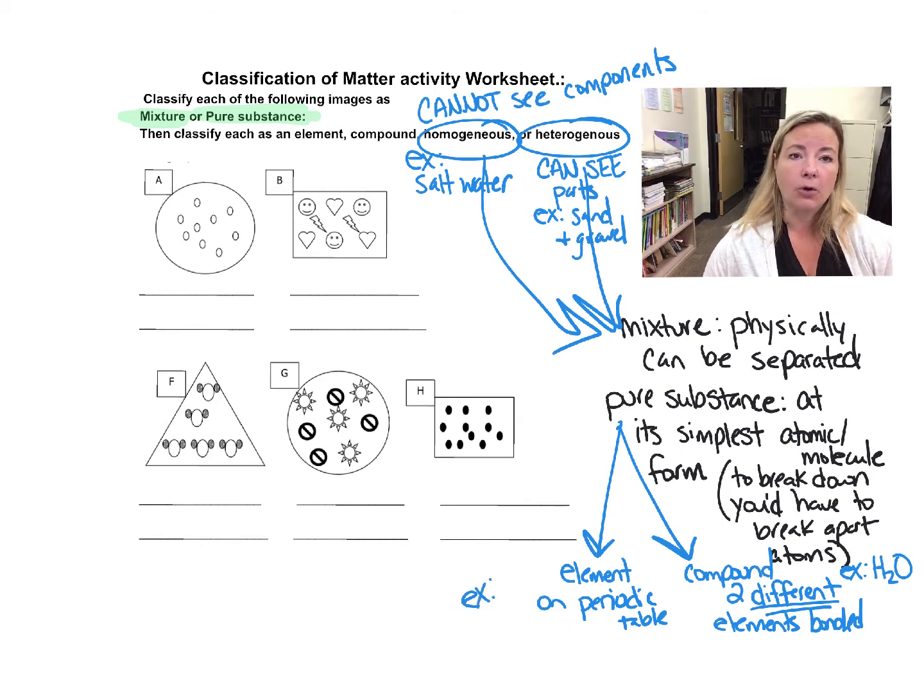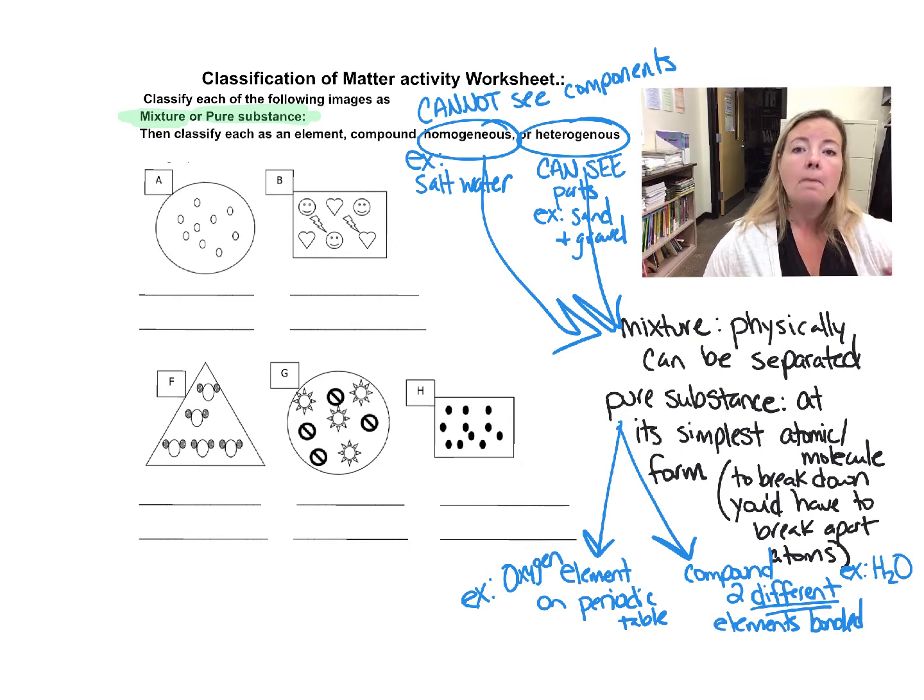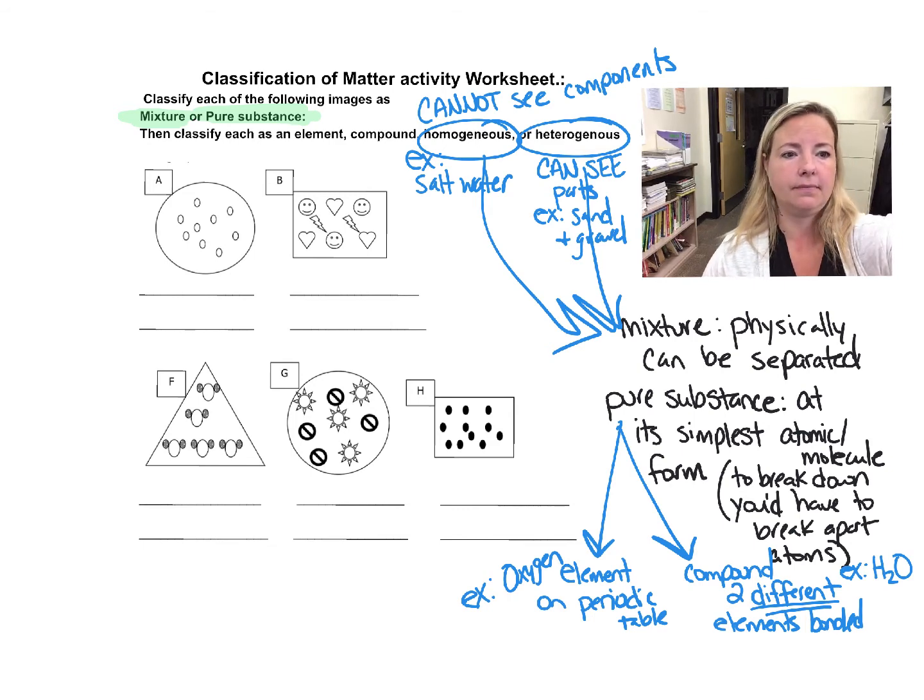So take a moment and see if you can classify these 5 different images appropriately. Pause it and then come back and I will go over the correct answers.